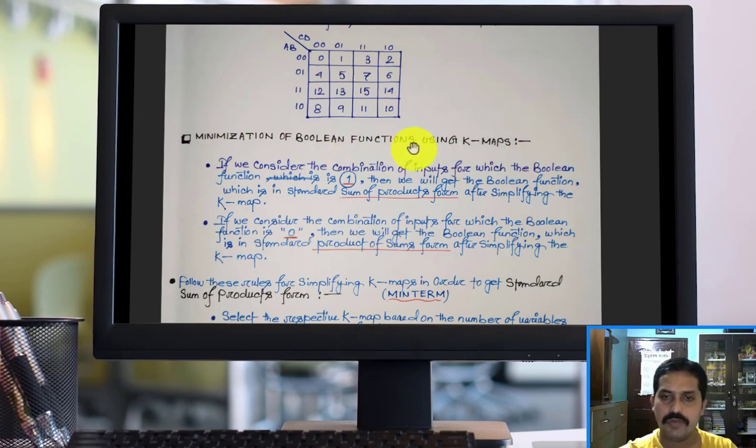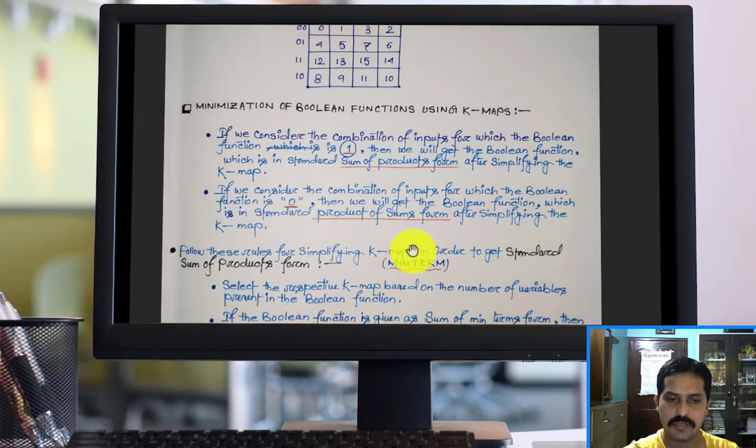So, minimization of Boolean functions using Karnaugh maps. If we consider the combination of inputs for which the Boolean function is ones, 1 means on position, 0 means off position, then we will get the Boolean function which is in standard sum of product forms. Actually, in Boolean expression we have two forms: sum of product forms or min terms, and product of sum forms or max terms. First I will discuss sum of product forms, that is min terms, and then I will discuss product of sum forms or max terms.